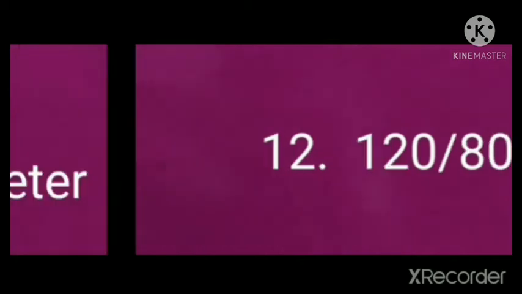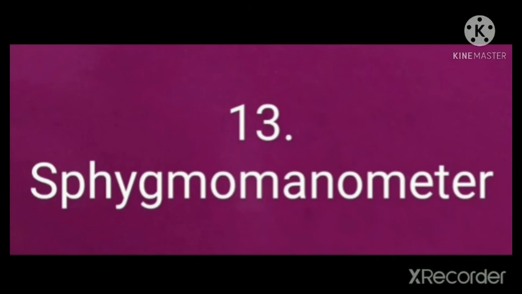Question number 13. What do we use to measure a person's blood pressure? The instrument that we use to measure a person's blood pressure. Answer is sphygmomanometer. Sphygmomanometer is the instrument used to measure a person's blood pressure. What is that? Sphygmomanometer.